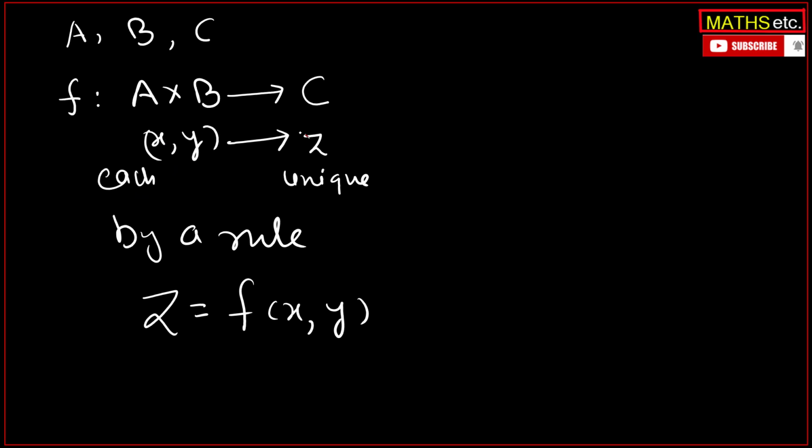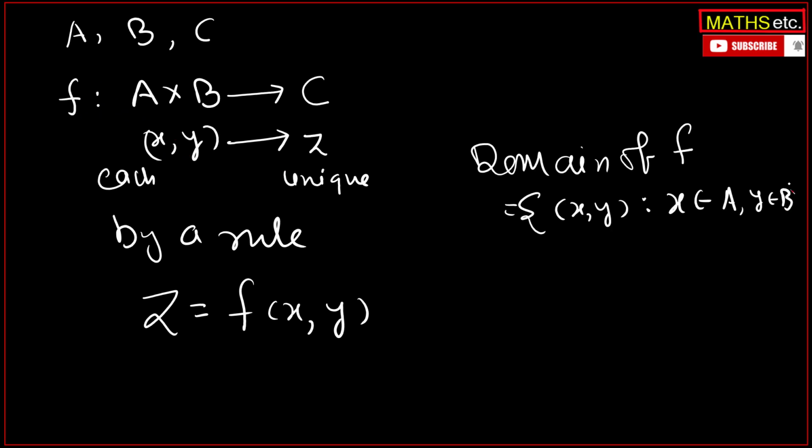Now there are a few terminologies. This set A cross B, which is made by the set of these ordered pairs, is called the domain of the function. So in set theory notation, the domain of f, suppose we denote it by set D, is the collection of all ordered pairs xy where x belongs to set A and y belongs to set B.